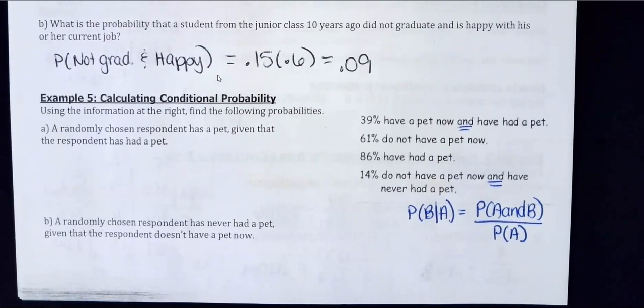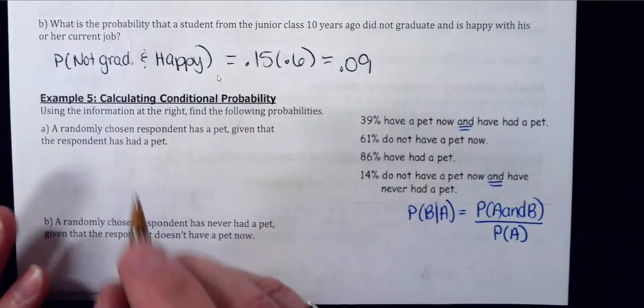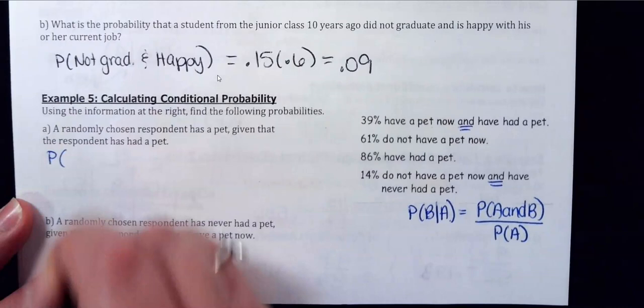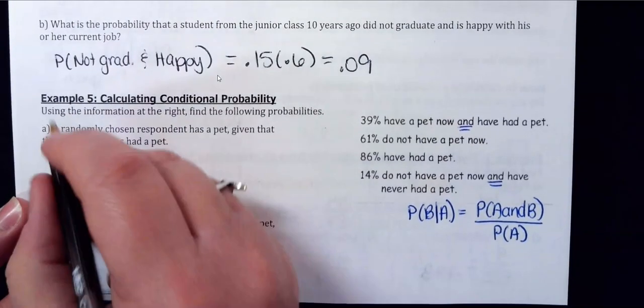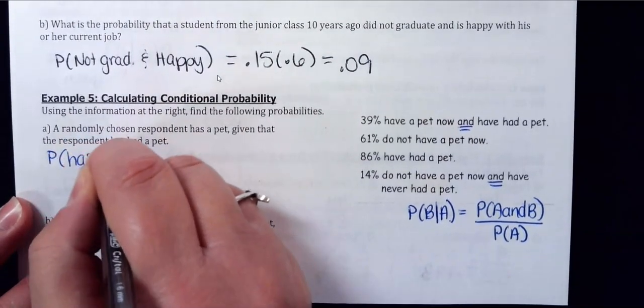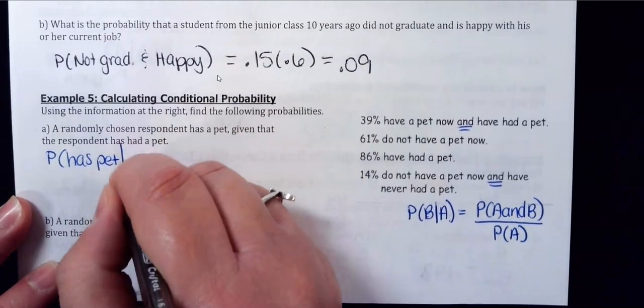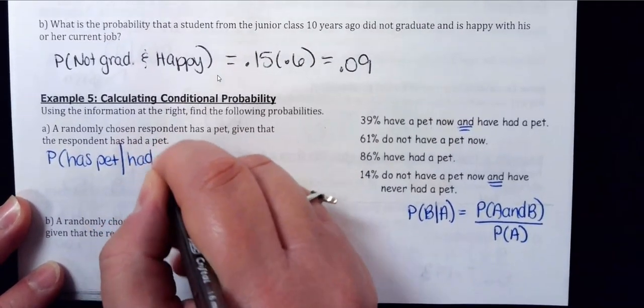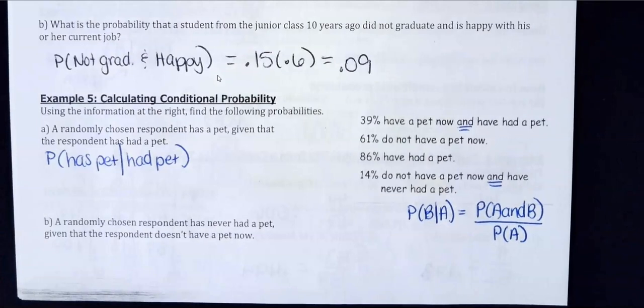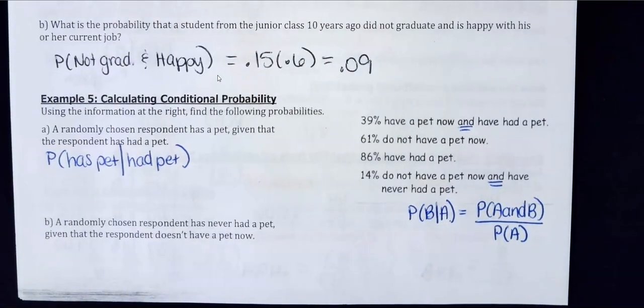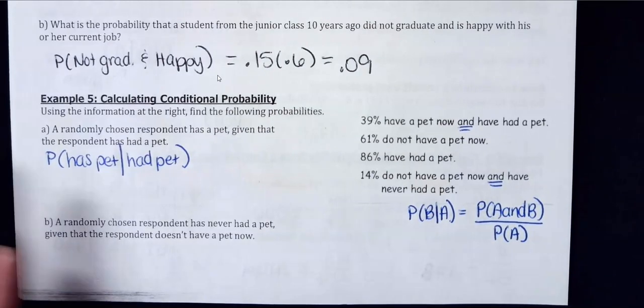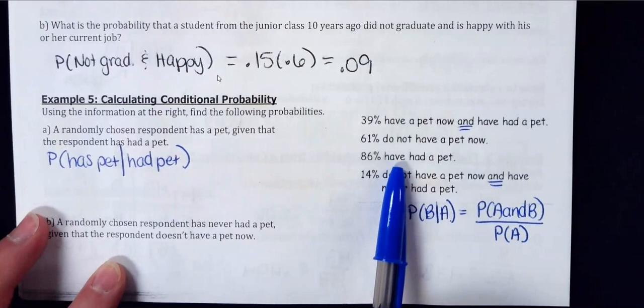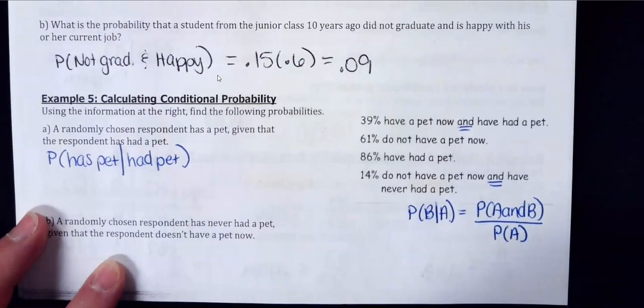Okay, now this says, we're going to find probability here. So randomly chosen respondent has a pet given that they've had a pet at some point. Okay, so I'm going to look in that group. I want the number where they have had a pet or have had a pet. So that's going to be the 0.86. Whatever your condition is, that goes on the bottom.